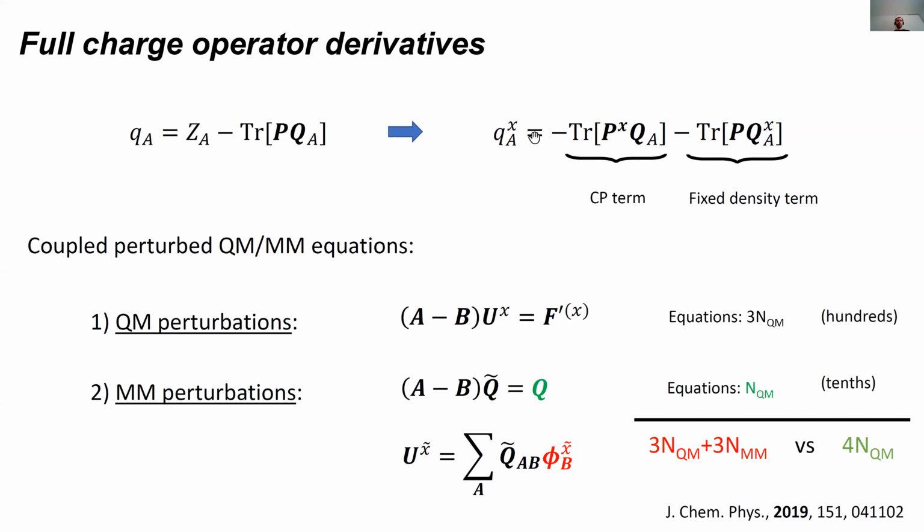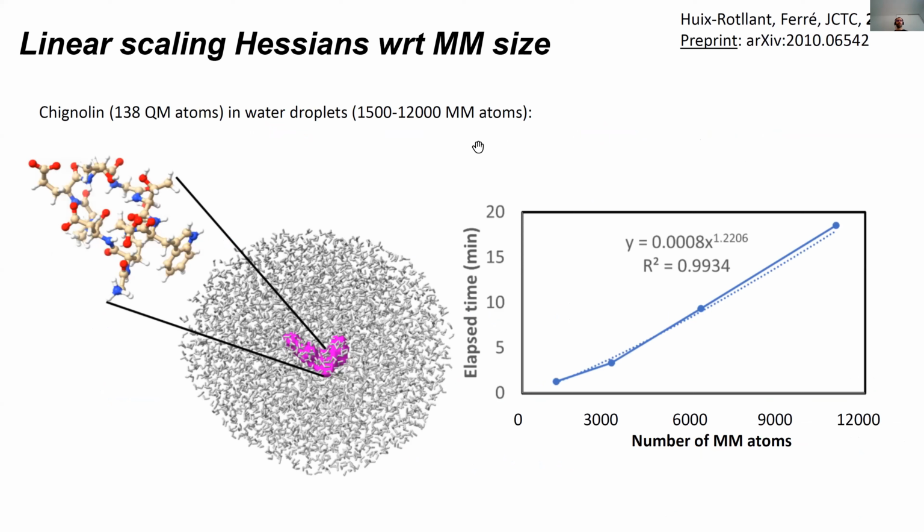Having constructed this density derivative, the only thing left is to construct now the total Hessian, and that we showed, in fact, for a very simple example of a small protein called chignolin, which is 138 atoms that we treat at the QM level. We soaked it in different water droplets, and we calculated the effort of calculating the Hessian, and we see that in fact we have a very beautiful almost linear scaling, a scaling like 1.22. So that makes a very beautiful method.